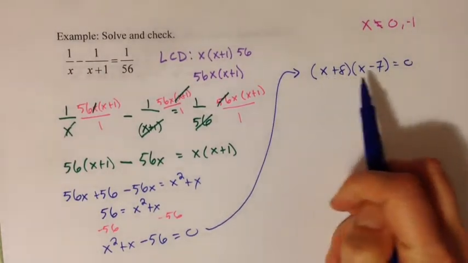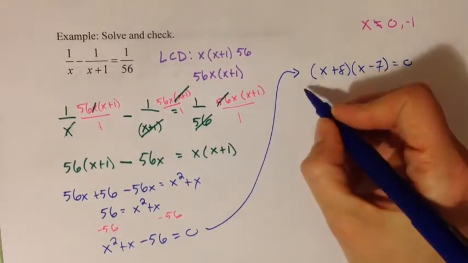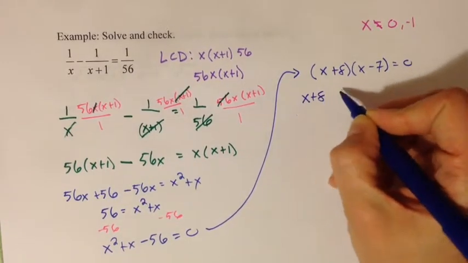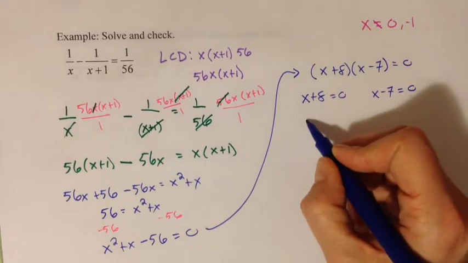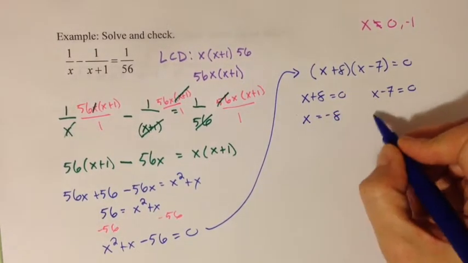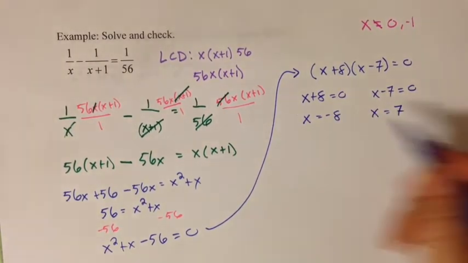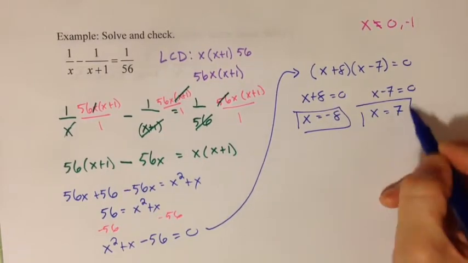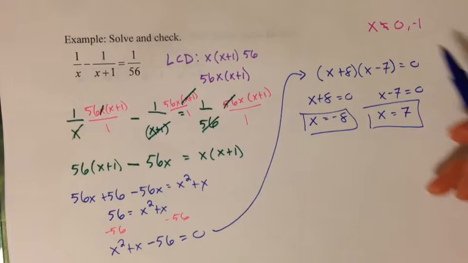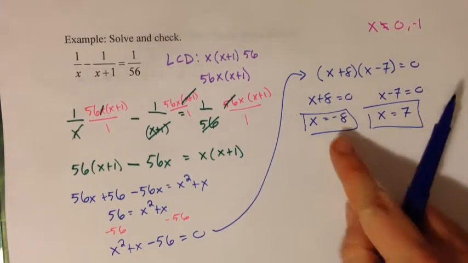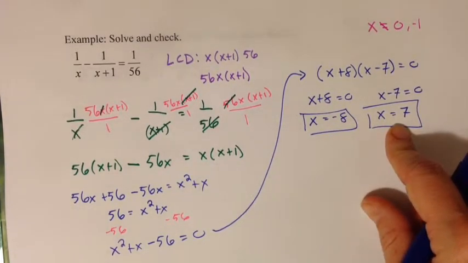Now I have two things being multiplied together to equal 0, which tells me that either x plus 8 is 0 or x minus 7 is 0. So x could be negative 8 and x could be positive 7. And those are my two answers to this equation. Notice that negative 8 and 7 are not one of our off-limits values. So both of these are good answers to this equation.